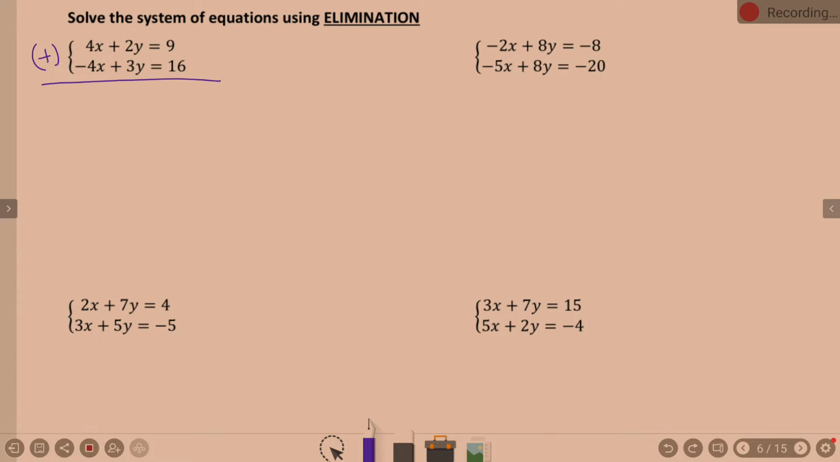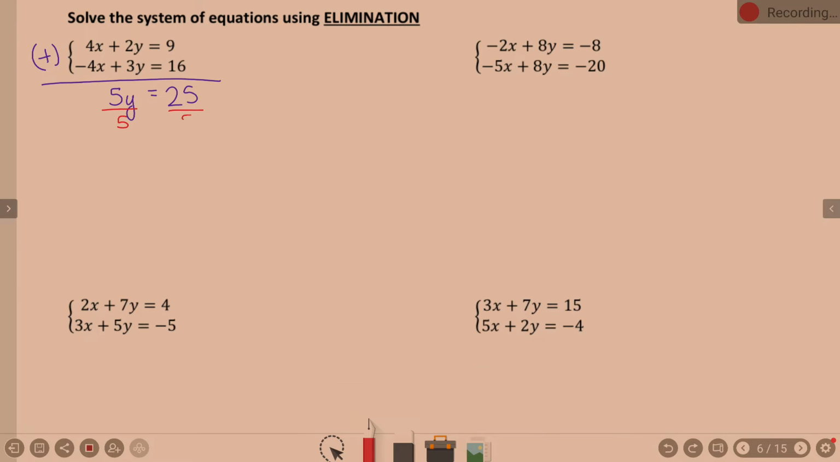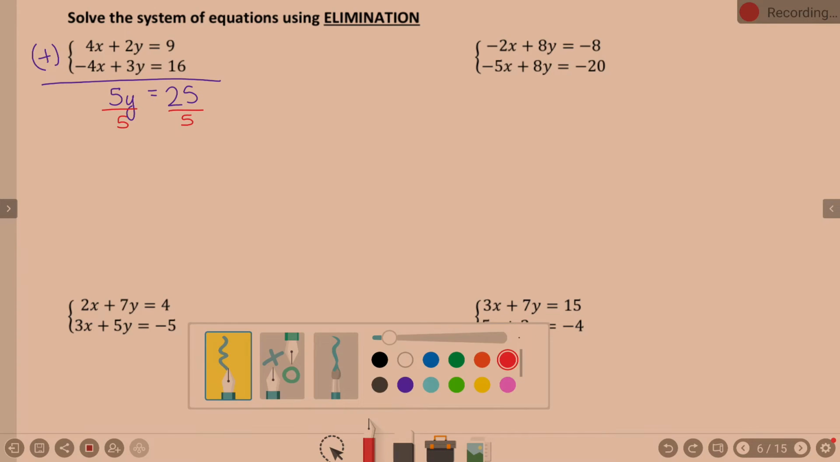2y plus 3y, 5y. Carry down your equal sign. 9 plus 16, 25. I don't know about you guys, but that looks pretty easy. I now have the equation 5y equals 25. What do we do to solve? Okay. Divide by 5. If 5y equals 25, we divide by 5.